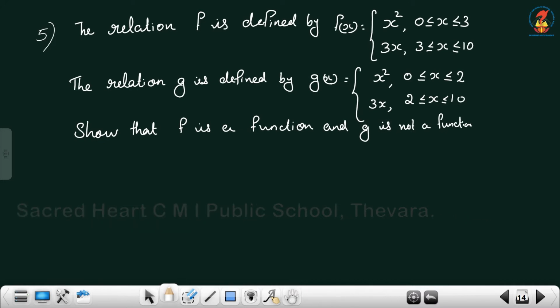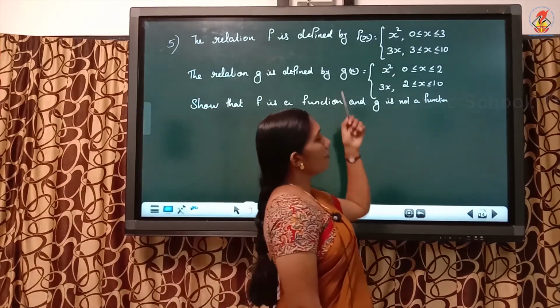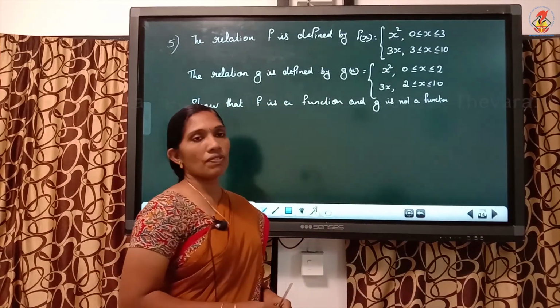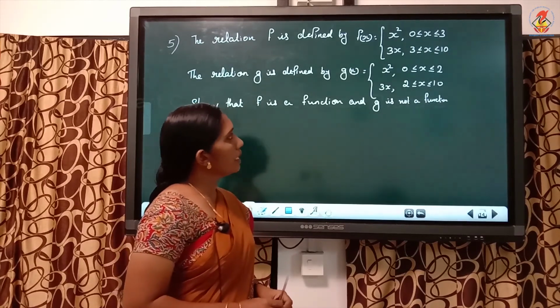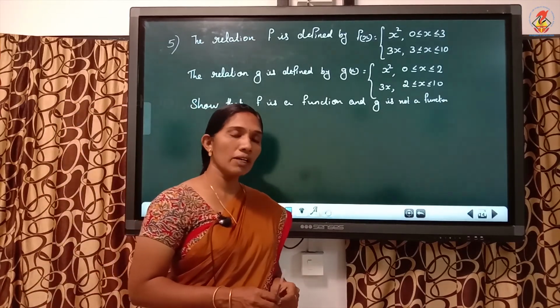Now fifth one, the relation f is defined by f of x is equal to x square if 0 is less than or equal to x less than or equal to 3. That is, if x value is 0 to 3, the function is defined as x square, and from 3 to 10, the function is defined as 3x. Then g is another relation. These are relations, it is not given as function. G of x is given as x square if x is from 0 to 2, and from 2 to 10 it is 3x. Show that f is a function and g is not a function.